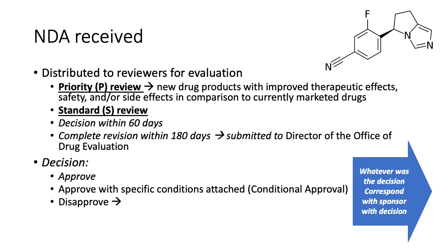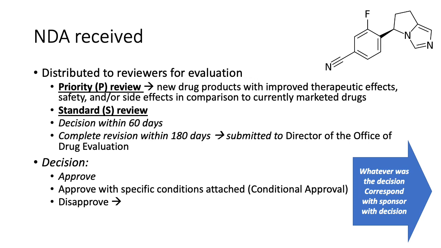So according to the drug that is being approved, we have a designation for whatever drug. A drug receives a priority review designation if it is a new drug modified from a previous drug currently approved in the market in regard to therapeutic effects, safety, side effects. And we have the standard application. Even for a standard, a decision is taken within 60 days of application, whether to approve it or disapprove it, or even approve it with specific conditions.